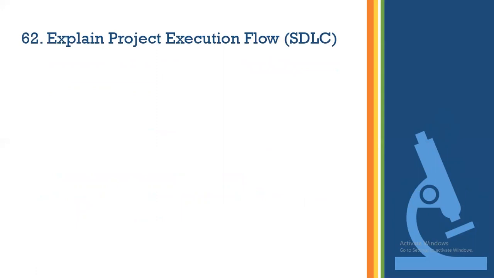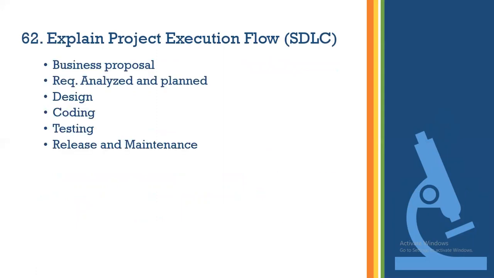Explain project execution flow. Project execution flow is nothing but the development process. Business proposals, which is generally called requirements collection, then requirements analysis, planning, design, coding, testing, deployment or release, and maintenance. This is the way.